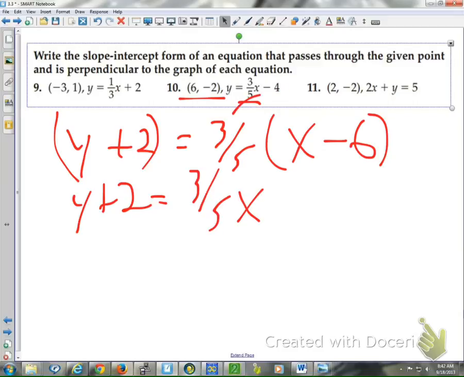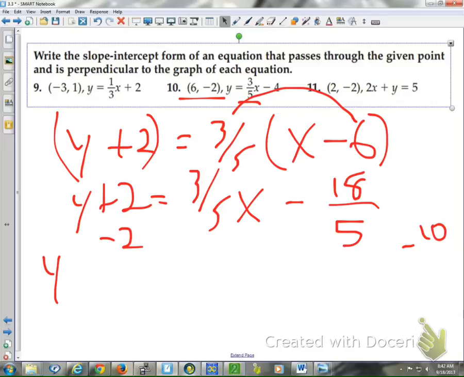3/5 times -6. 3 times -6 is -18, and then over 5. Now we need to subtract 2. So it's y. We're going to subtract 2. What is 2 in terms of fifths? Yeah, like if you had a pizza that was sliced into 5 slices, and you had 2 pizzas, how many slices is that? 10. Yeah. So when you subtract 2 from the right, it'll be just the same as subtracting 10/5. We have to have a common denominator.